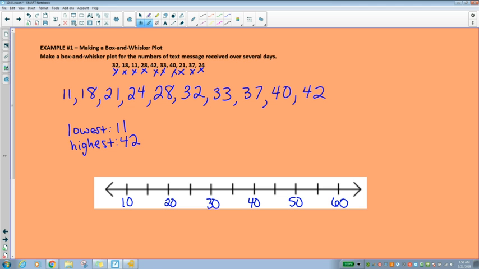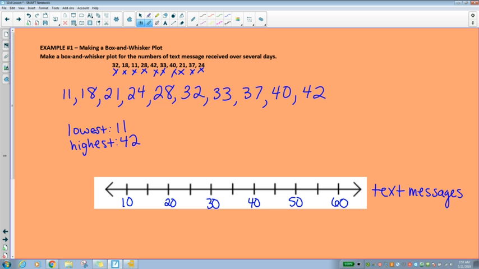I also want to make sure that I label my box and whisker plot with the units. We're talking about text messages, so on the side of the number line I'm going to write text messages, so that the people reading my box and whisker plot know that the data I used to make it referred to text messages.